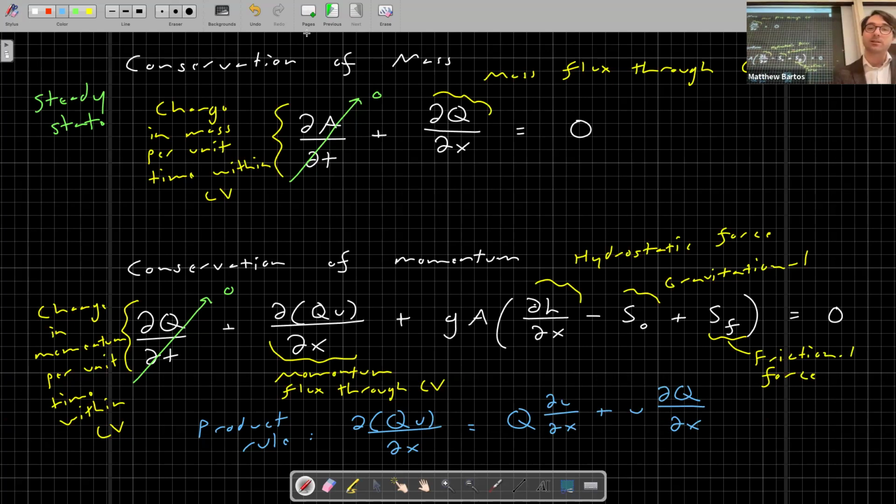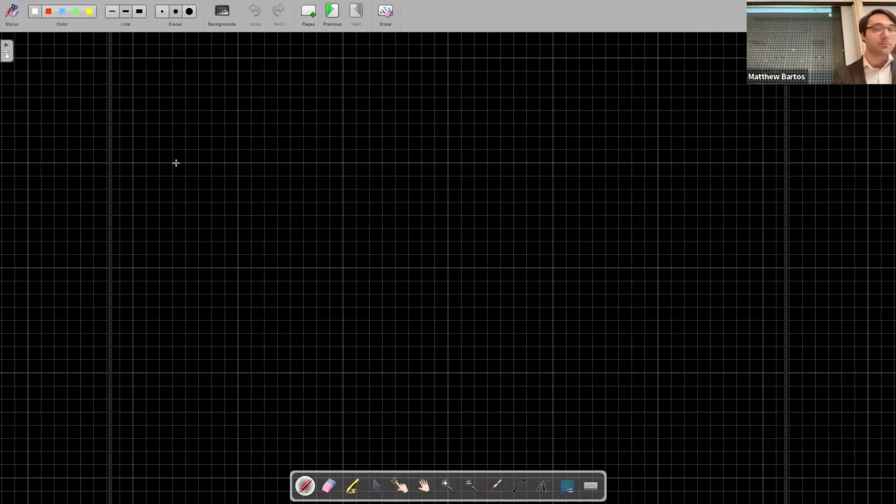So first, starting with conservation of mass, we have that dq by dx, the mass flux through the control volume, is equal to 0. So the mass in is equal to the mass out for any given control volume. So we have dq by dx is equal to 0.